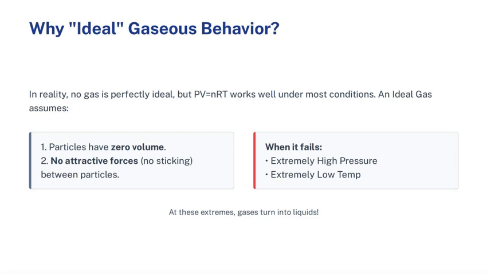And there are four things about an ideal gas. Particles have zero volume, no attractive force, and no energy loss when they collide. And an ideal gas fails when there are extremes, like extreme high pressure or extreme low temperature. At those extremes, gases will actually turn into liquids.